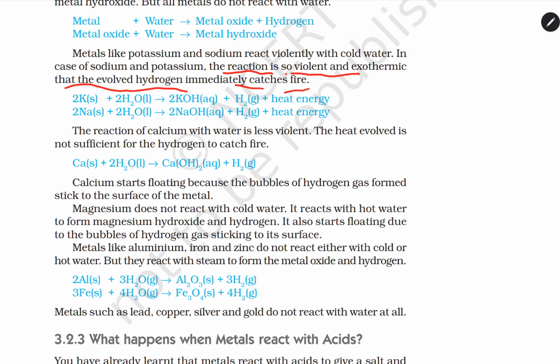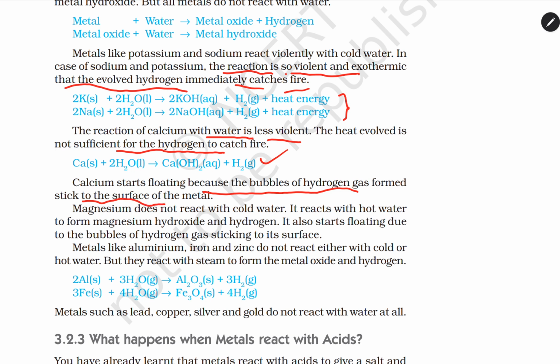Coming to calcium, its reaction with water is less violent compared to these two reactions. The heat evolved is not sufficient for the hydrogen to catch fire. So it won't catch any fire, but calcium starts floating because the bubbles of hydrogen gas formed stick to the surface of the metal. That's why it will be floating.